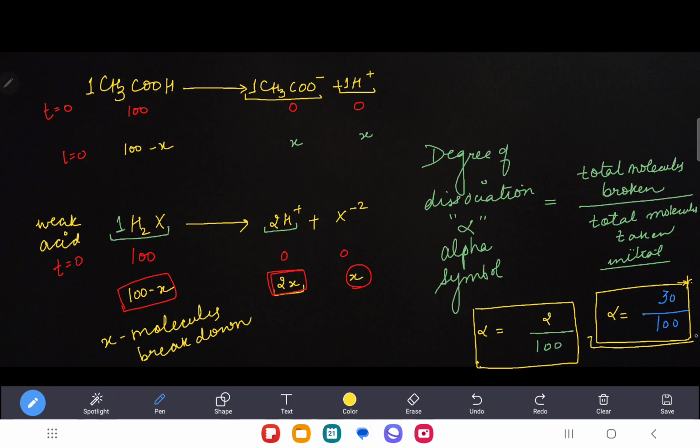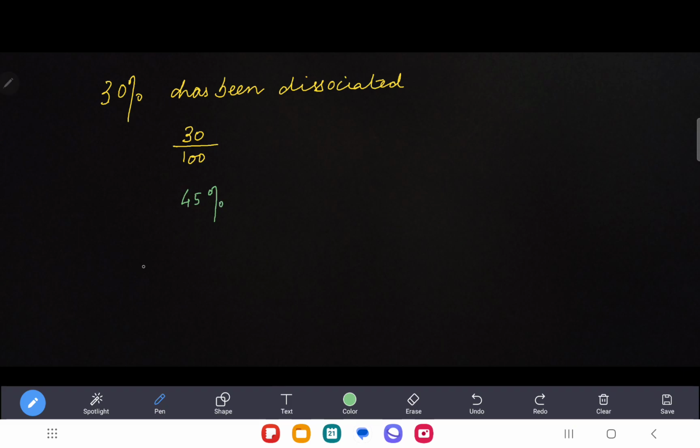The point here is that degree of dissociation is basically some percentage. If I say that 30% has been dissociated, that basically means 30 molecules out of 100 have been dissociated. If I say 45%, percent means 45 out of 100 molecules have been dissociated. So alpha in reality is a percentage.